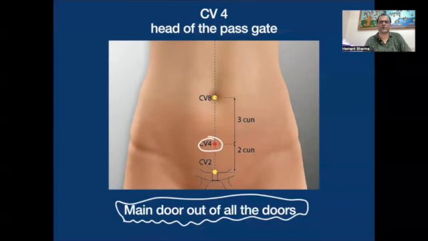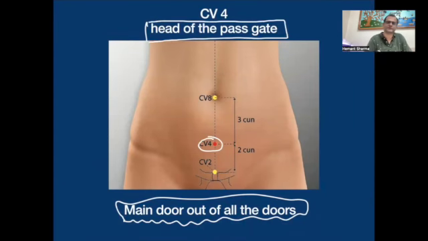This is the main door out of multiple doors. So this is called the head of the pass gate. There are multiple gates. There is a garden. In that garden, we are having multiple gates.